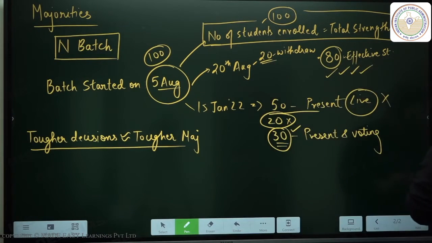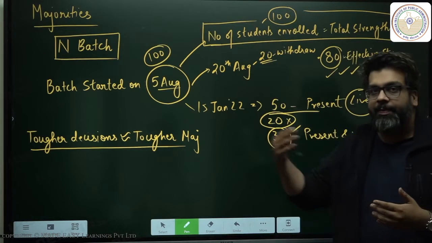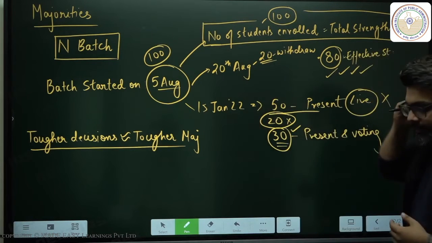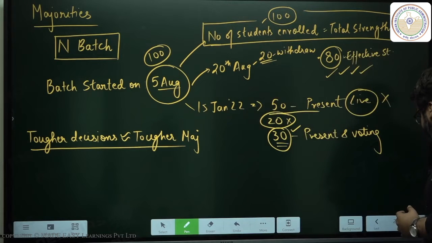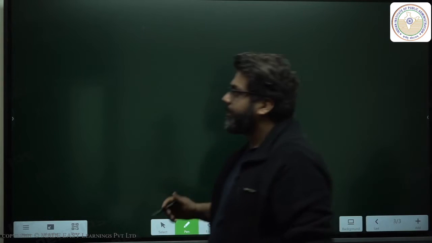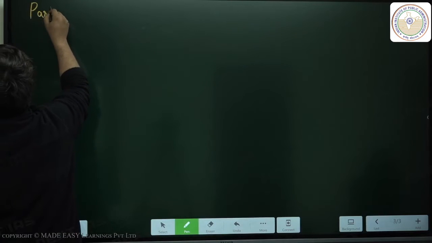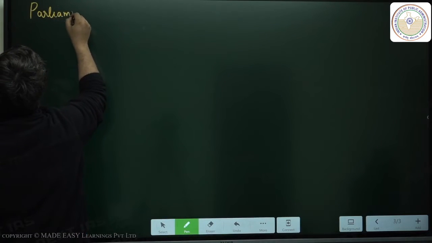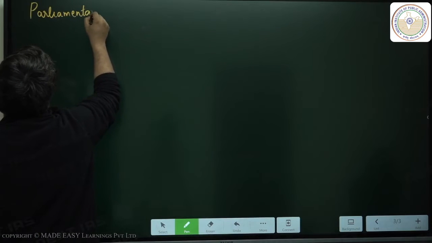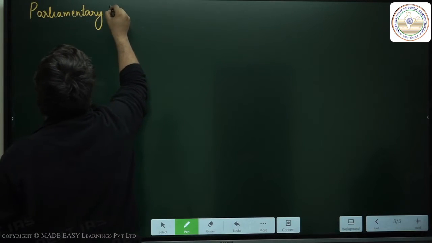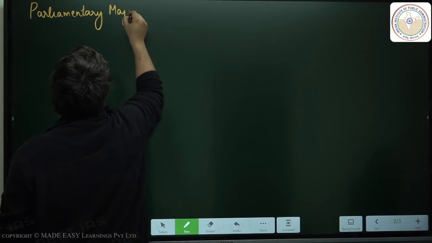Right? Good. So if you understand this, can we look at something else? Can we apply this to something else? All right? So let us see. Now let's apply these majorities to parliamentary majorities. The same concept to parliamentary majorities.